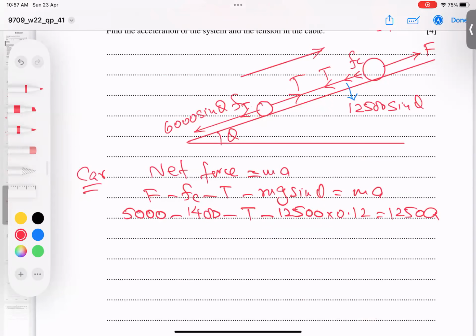Now I solve all except the T value. So let's apply 5,000 minus 1400. I type this and this all together, and minus 12500. Sorry, there's a minus sign. Times 0.12. And the answer of this part is coming to 100 minus tension equals 1250a. Equation 1 done. Now I go for the second equation, the equation for the trailer.